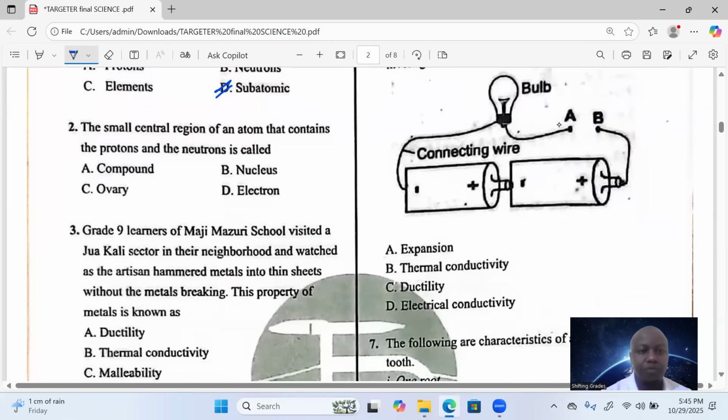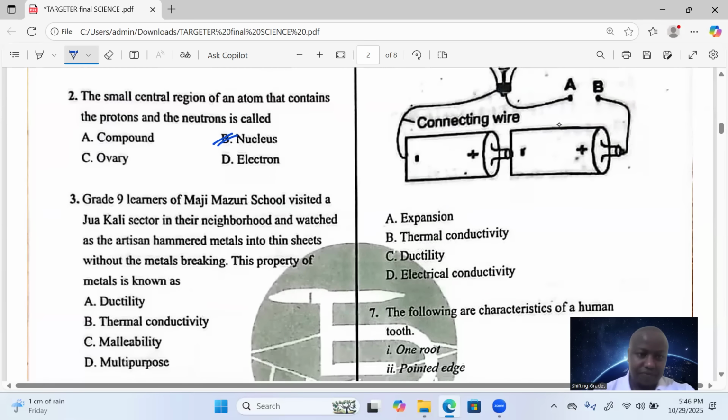Number 2, a small central region of an atom that contains the protons and the neutrons is called the nucleus. Actually, both protons and neutrons are called nucleons because they are found in the nucleus. So the 2 of them are found in the nucleus. And the electrons are found in the energy shells surrounding the nucleus.